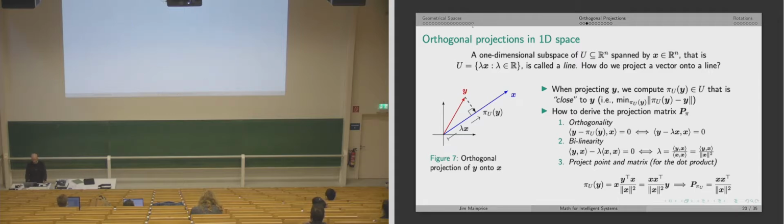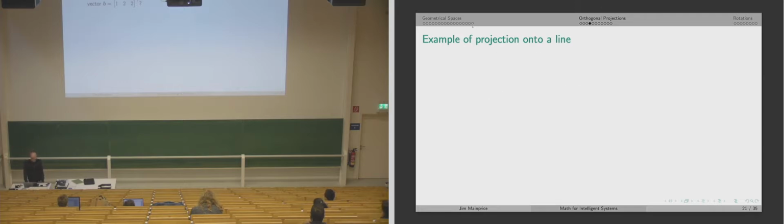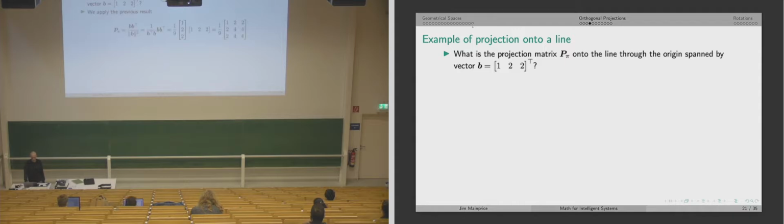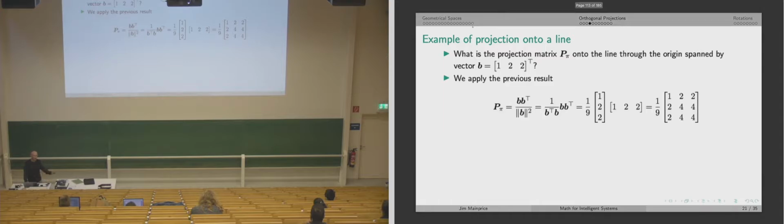Okay. So if we take a numerical example, the question would be, what is the projection matrix onto the line through the origin spanned by some vector? Here it's 1, 2, 2 transpose. Then we just apply the previous result. We just swapped our notation from x to b. And so we have b times b transpose divided by the square norm of b. The square norm of b is just the dot product. So we compute the dot product, and this is 1 plus 4 plus 4. And so that's 9.